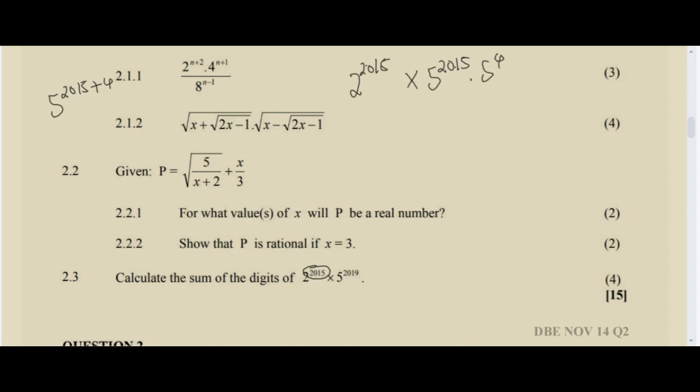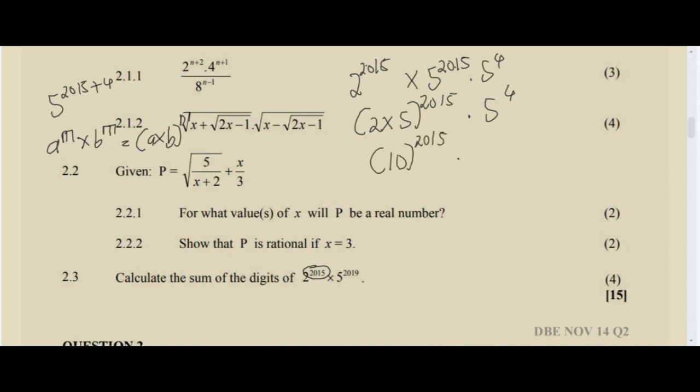Now, if I have the same exponent, that means I can now use the law that says if I have a to the exponent of m multiplied by b to the exponent of m, I can just say this is a times b all to the exponent of m, right? So that means I have 2 times 5 all to the exponent of 2015. Then this is multiplied by 5 to the exponent of 4. 2 times 5, that's 10, and then to the exponent of 2015. Then 5 to the exponent of 4, that's 625.